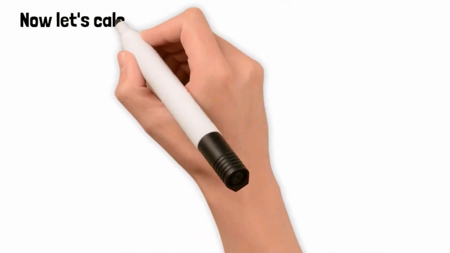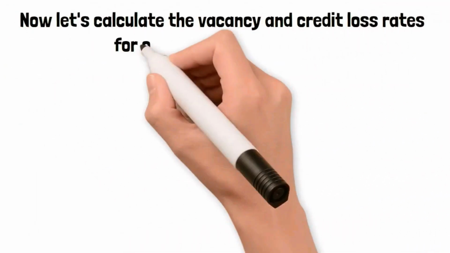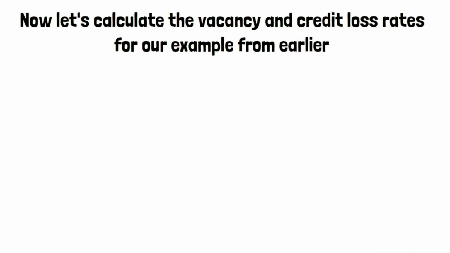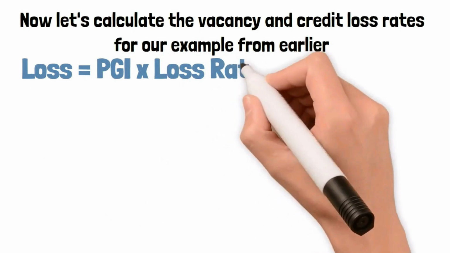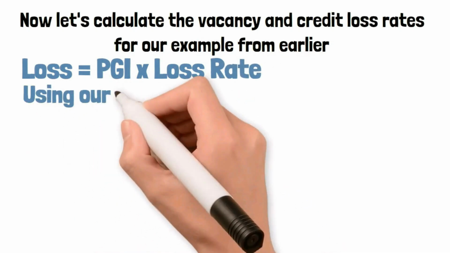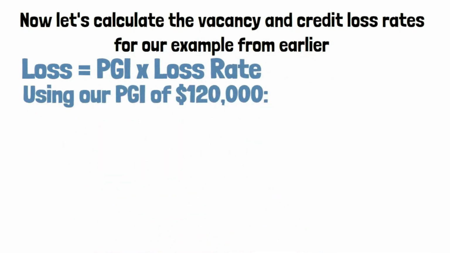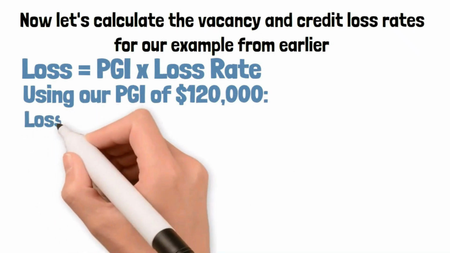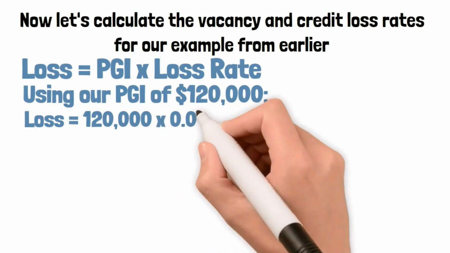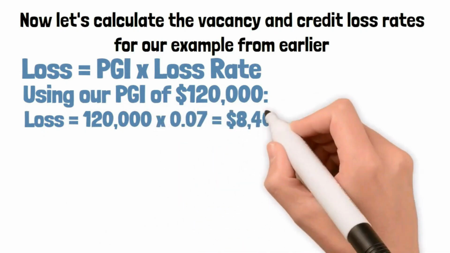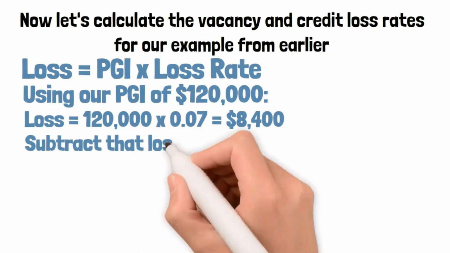Now let's calculate the vacancy and credit loss rates for our example from earlier. Loss equals PGI times loss rate. Using our PGI of $120,000, loss equals $120,000 times 0.07 equals $8,400. Subtract that loss from the PGI.